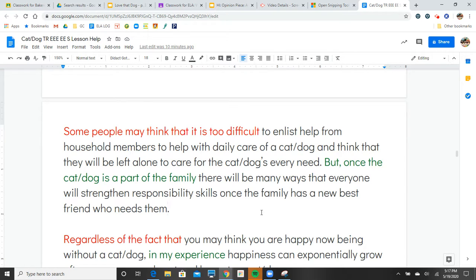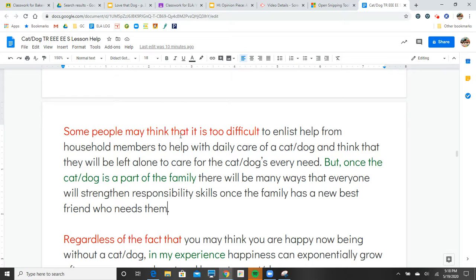Some people may think that it is too difficult to enlist help from household members to help with the daily care of a cat or a dog. Now, I stopped there, and enlist means to get that help, but then stretched it out. And once I stretched it out, I realized I had to make it into 2 sentences. So I thought, well, what would the negative part be here? What would really be scary to someone who does not want to adopt a cat or a dog? And so I thought about it some more and came up with this.